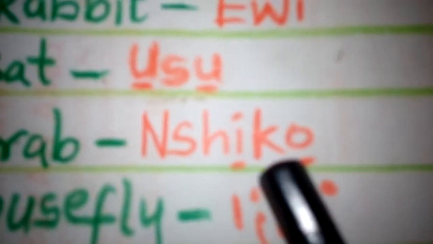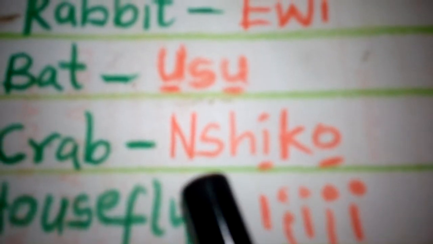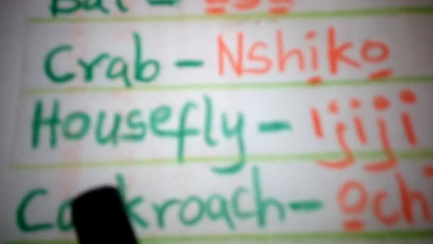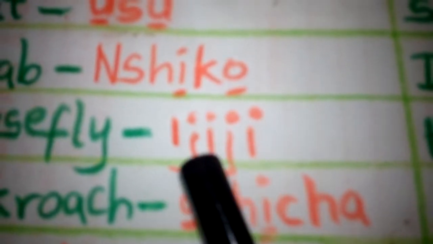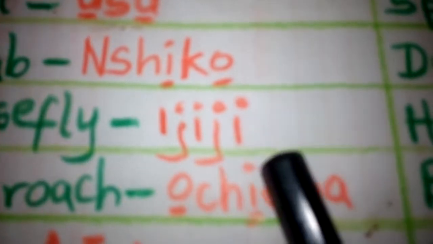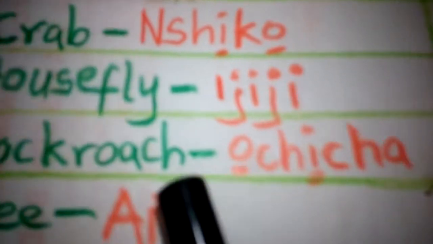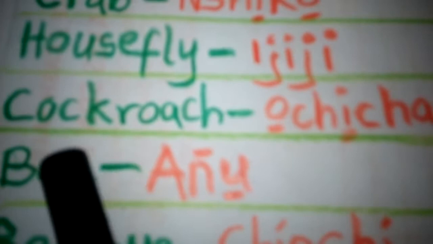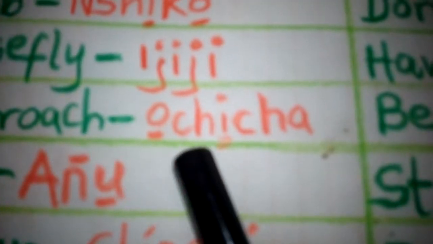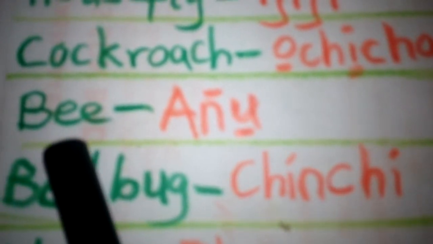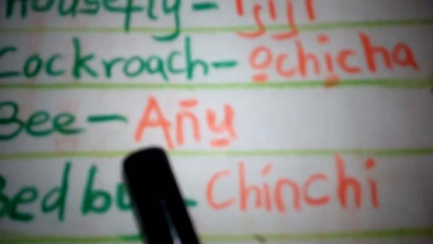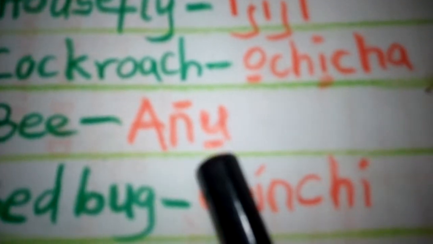Also, also. Crab, crab. Nshiko. Housefly, housefly. Ijiji. Cockroach, cockroach. Ochicha. Bee, bee. Anu.